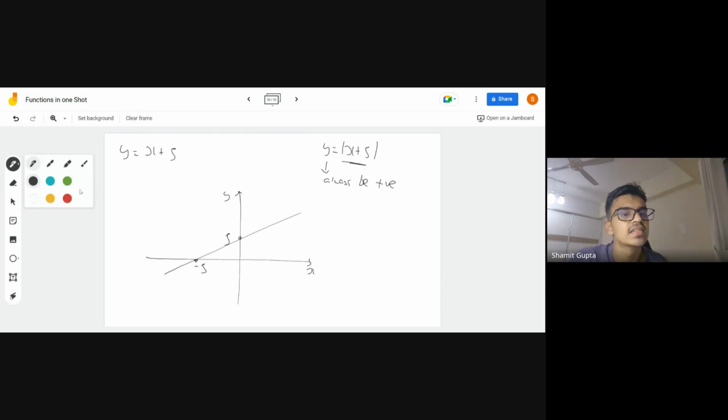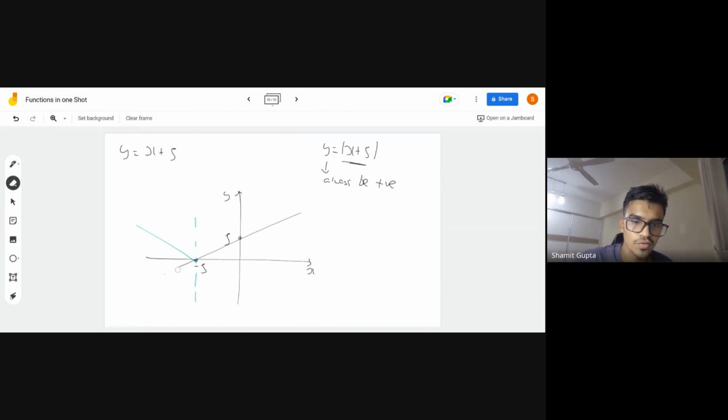And this is actually a reflection across the x-axis. So like this. Actually, it's a symmetric reflection. So let me try making it symmetric. It should be symmetric across this point, okay? It should be symmetric across this point. So you won't have this, and this is y is equal to modulus of x plus 5.